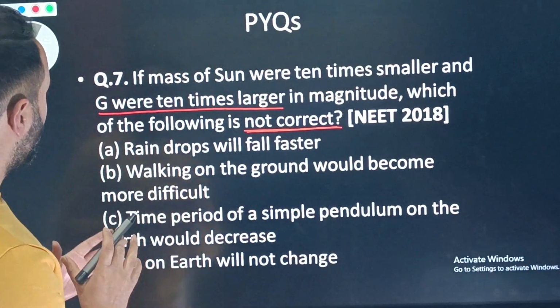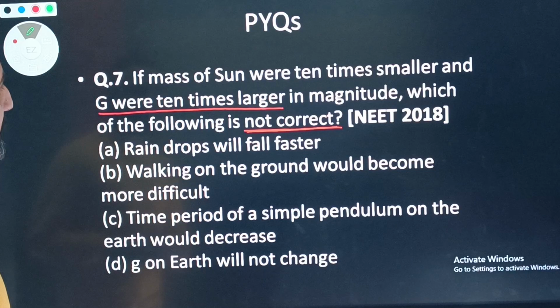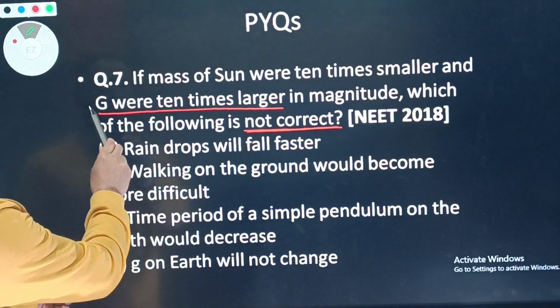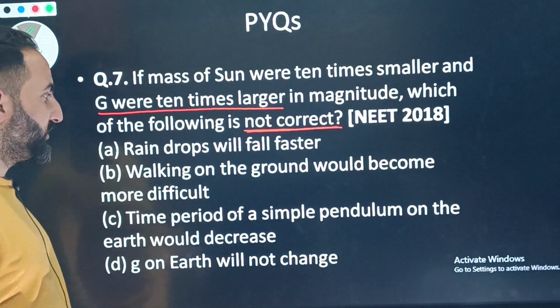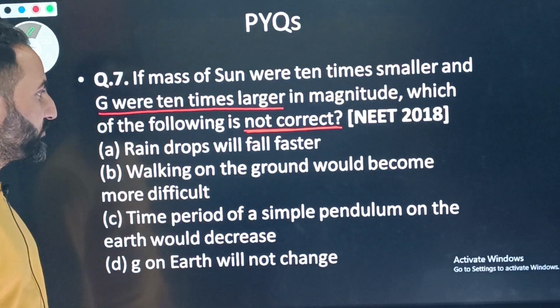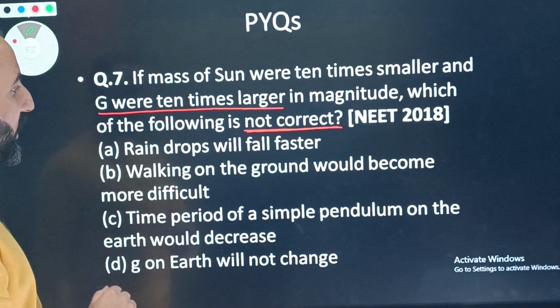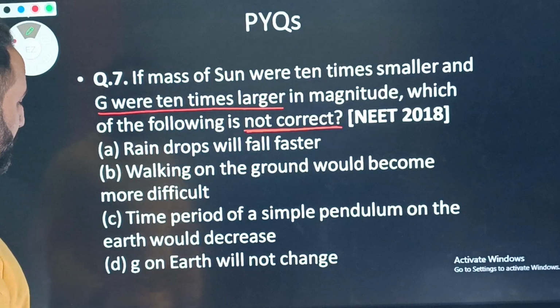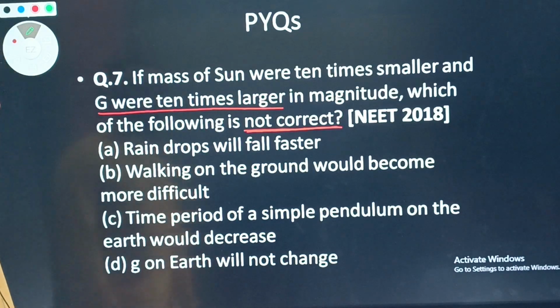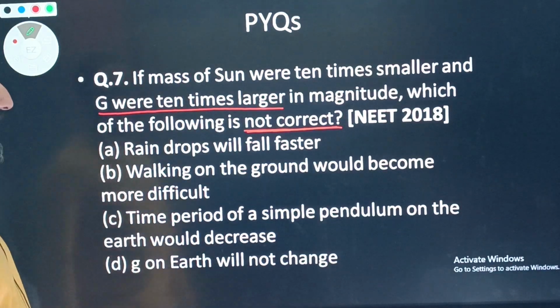The acceleration due to this value of G, capital G, is made 10 times. Then which of the following options is true? Option number A: raindrops will fall first. B: walking on the ground would become more difficult. C: time period of the simple pendulum on the earth would decrease. D: g on the earth will not change. So आपको देखना है incorrect कौन सा है.